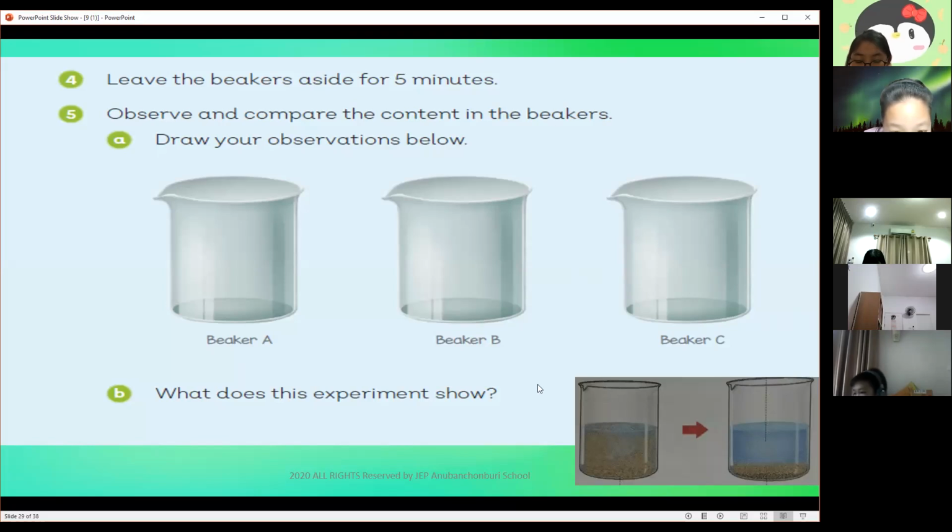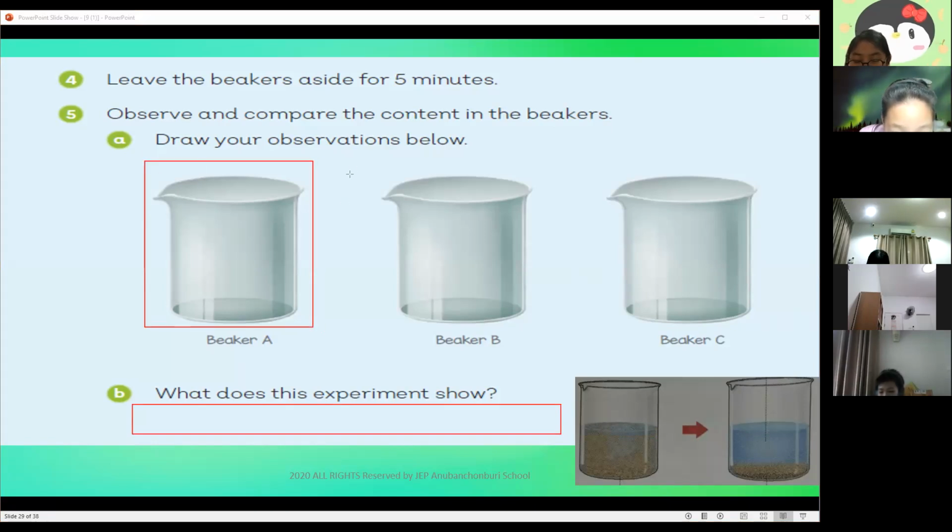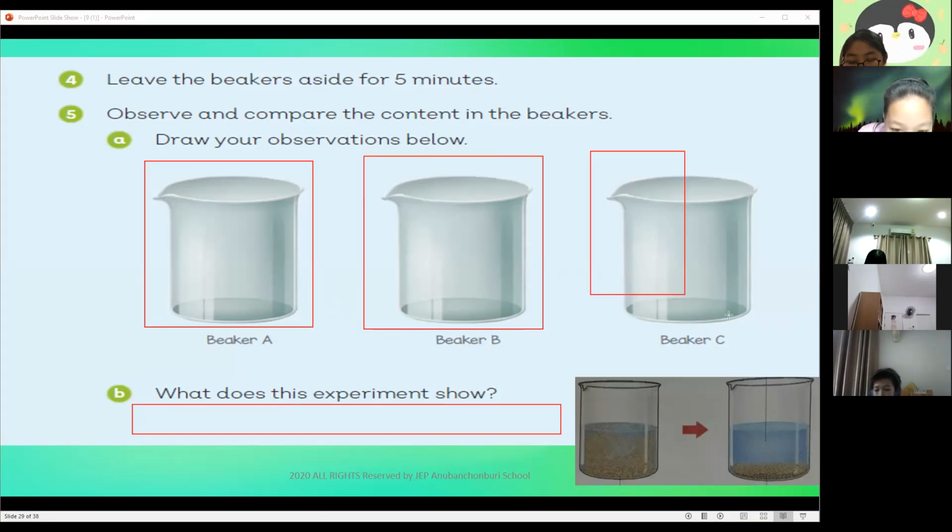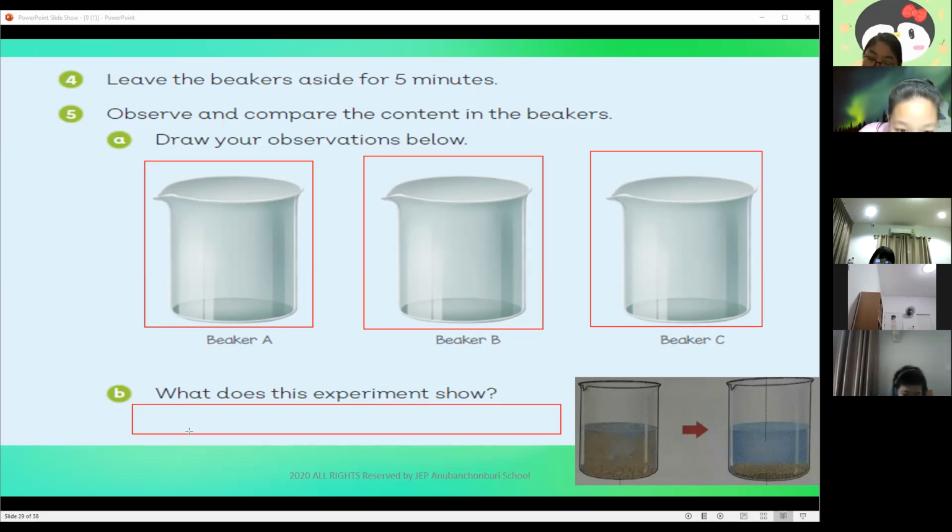And I want you to answer here. What does this experiment show? Okay, what does this experiment show? So you're going to write your answer here as well for letter B. So you only have to draw this, and this as well, and this. And after that, you answer here for letter B. And we will be finished. Okay. Done. Last 1 minute.